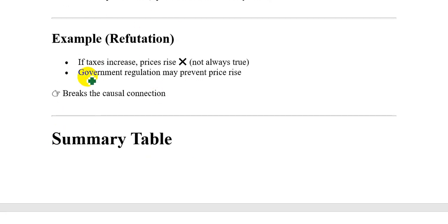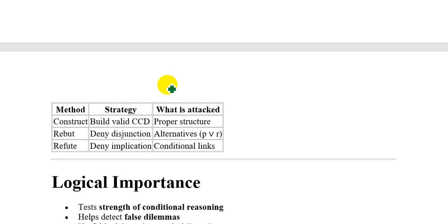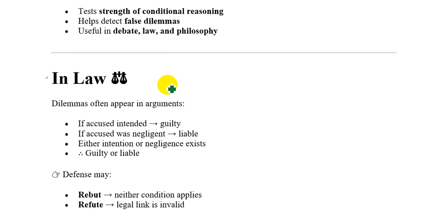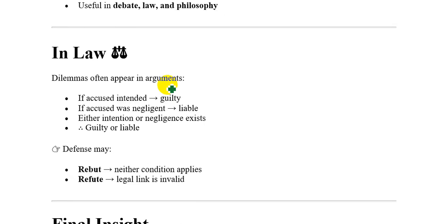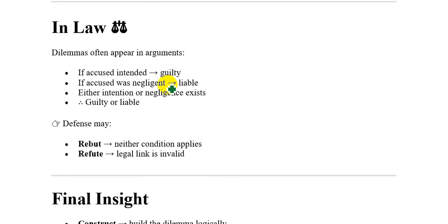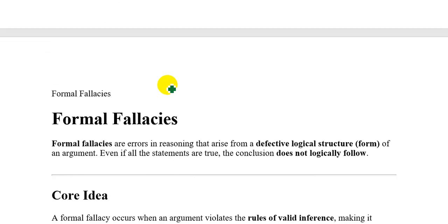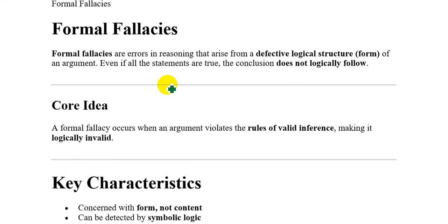We will cover actual examples which have come in the question paper. Here I am just giving you a brief of how the rebuttal and refutation work. So if tax increases, price rises. Not always true. Government regulation may prevent price rise also. It breaks the causal connection. I'm just skipping all of this. Okay, let's go into formal fallacies now.